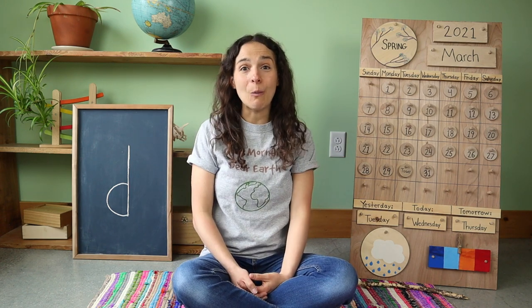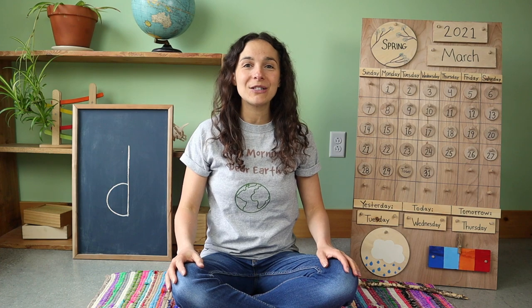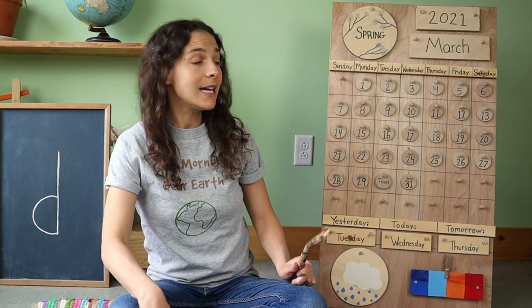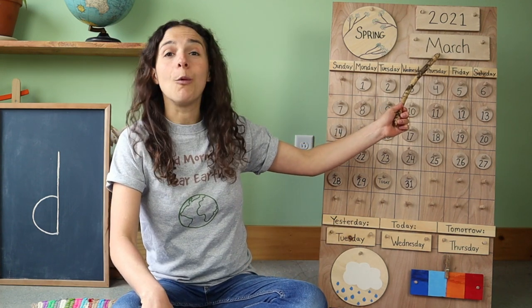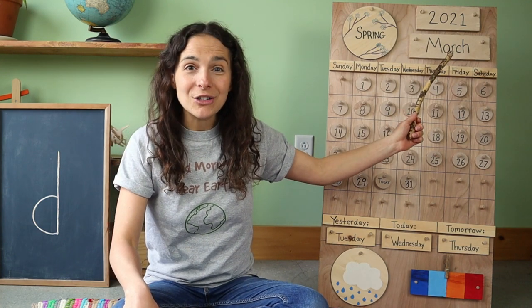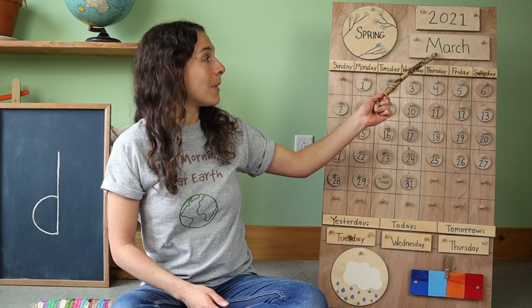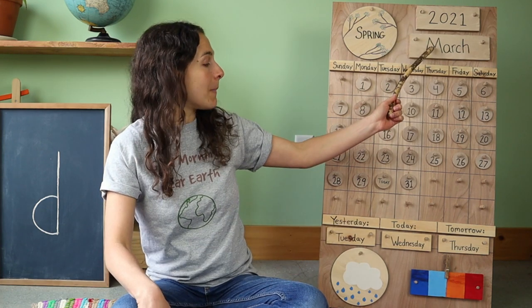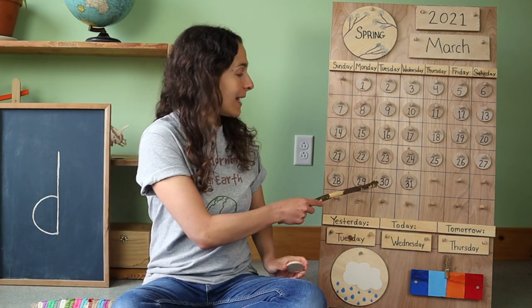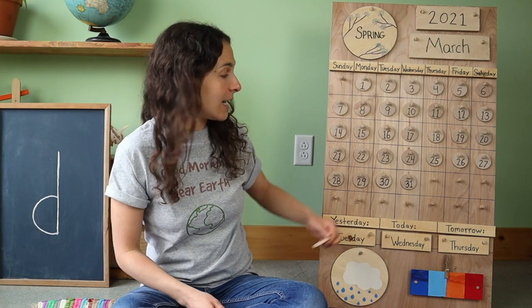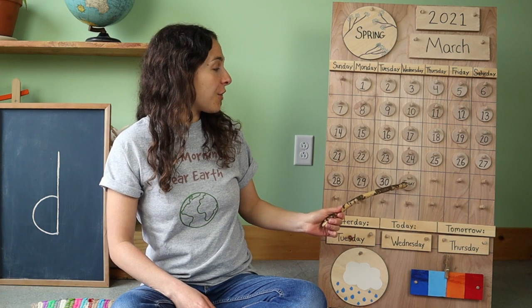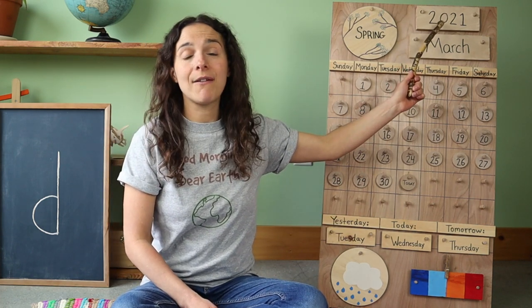I hope that you all are having a wonderful day so far. And let's get started with circle time. The first thing that we do is begin with the date. And when we see the date, we start up at the top with the month. Do you know what the month is? March. That's right, the month is March, and today is March 31st. So let's move the chip over from yesterday. Yesterday was March 30th, and today is March 31st.